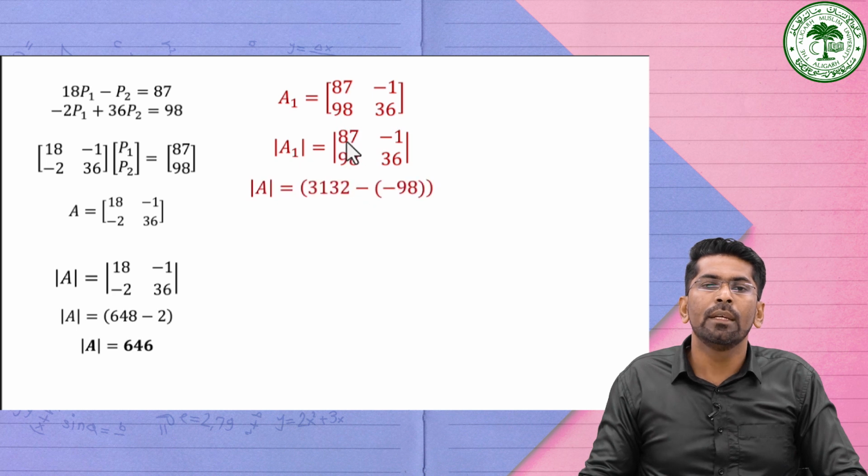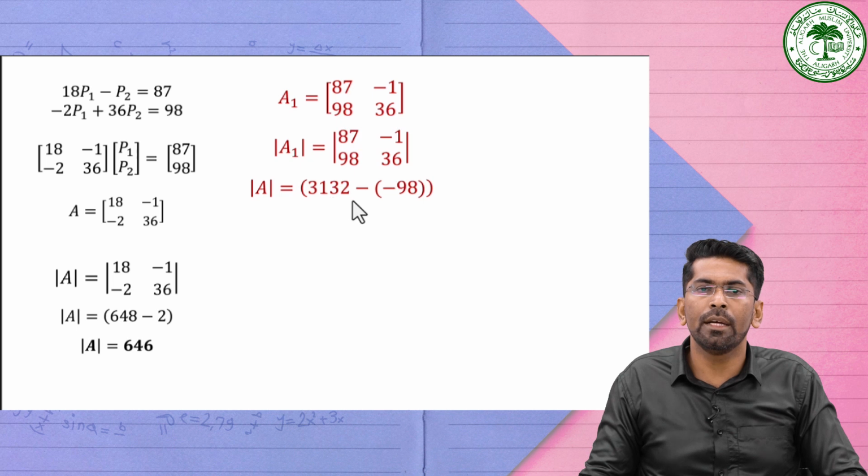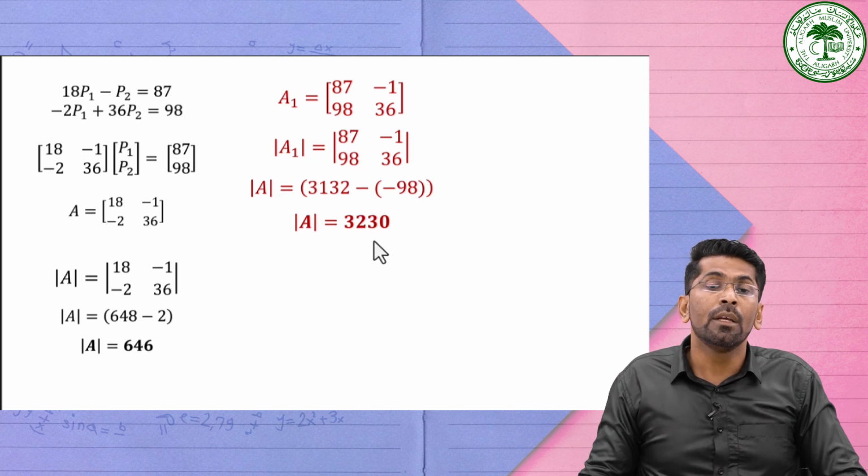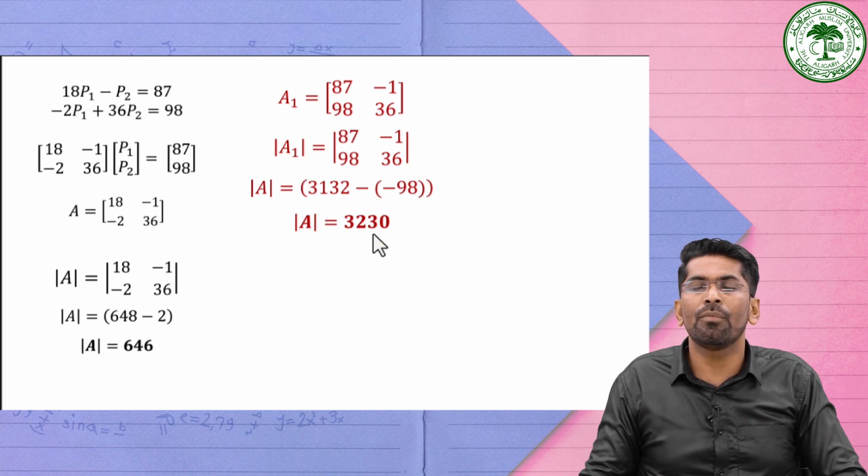So it will be 87 into 36, which is 3132, minus 1 into 98, which is equal to minus 98. Here we have a minus and a minus sign, so it will become plus. So 3132 plus 98, which is equal to 3230. So it is the determinant value of the special matrix, that is A1. This is A1, the determinant value of A1.